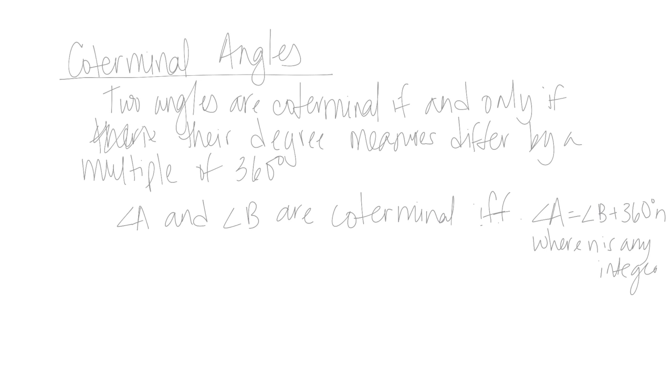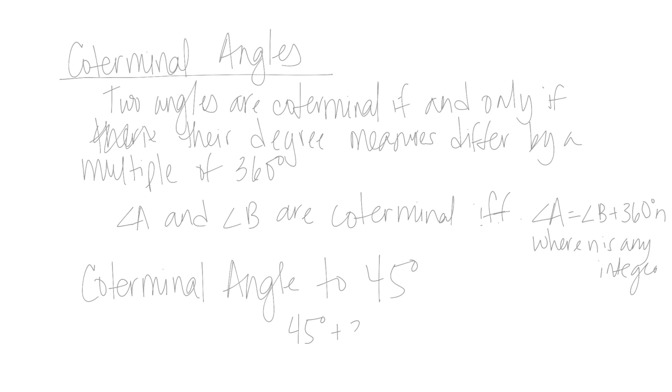So if I asked you for a coterminal angle to, let's say, 45 degrees, just anyone in general, there's an infinite amount actually. If I just want one, then I could just add 360 degrees, right? And that's going to be 405 degrees. So that means 45 degrees and 405 degrees are coterminal.